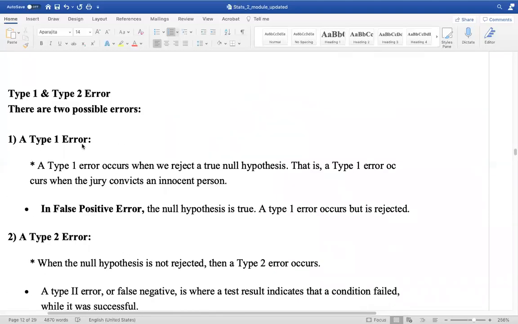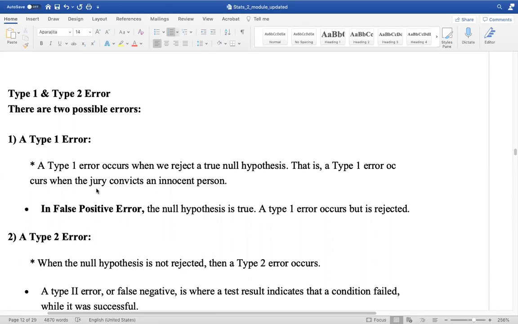There are two types of errors. There are two possible errors in this particular situation: type 1 error and type 2 error. Type 1 error occurs when we reject the null hypothesis. Whenever we reject a true null hypothesis, a type 1 error occurs, like when a jury convicts an innocent person. You understood, right?